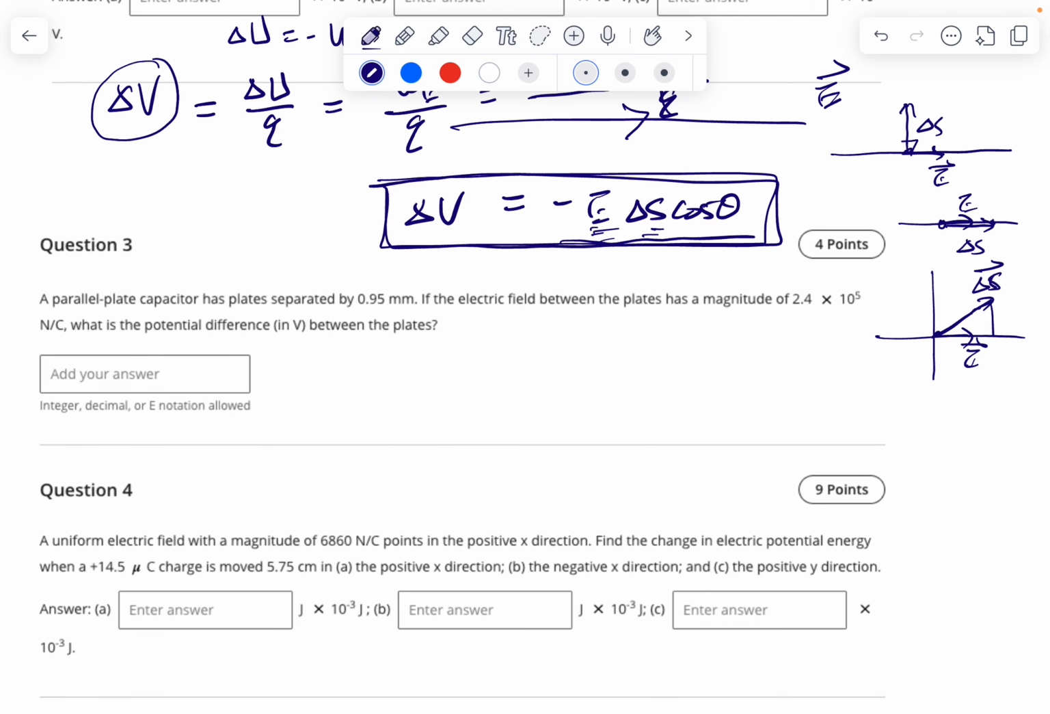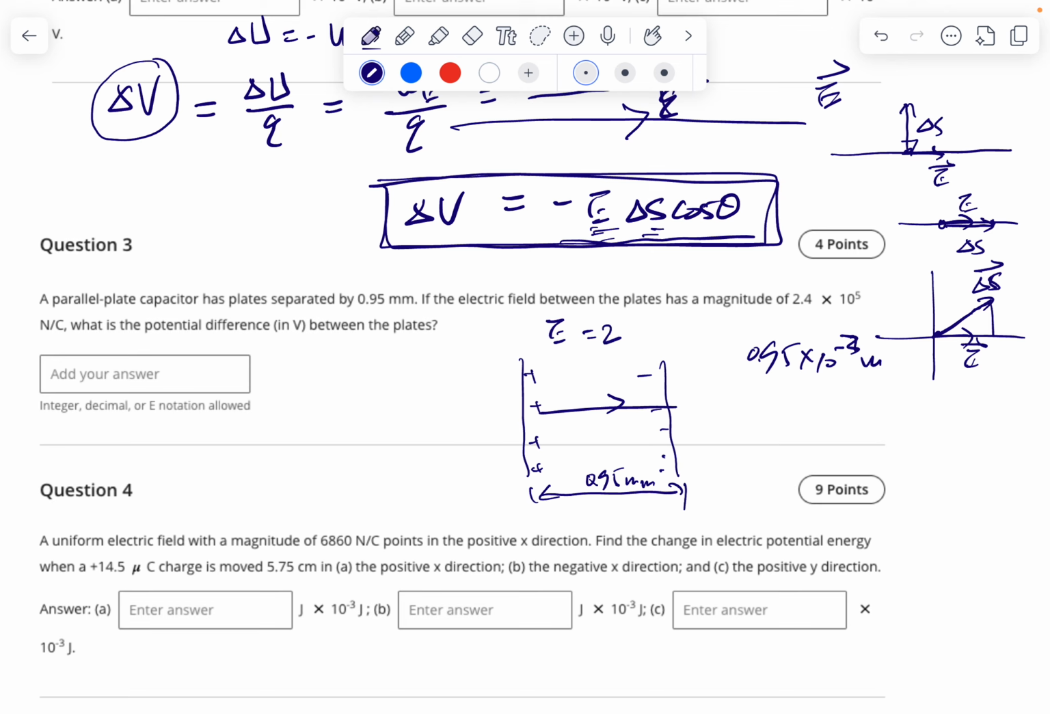Number 3: a parallel plate capacitor has plate separation of 0.95 millimeter. Millimeter equals 10 to the -3 meter, so keep that in mind. If the electric field between the plates has a magnitude E equal to 22.4 times 10 to the -5 newton per coulomb, what is the potential difference?